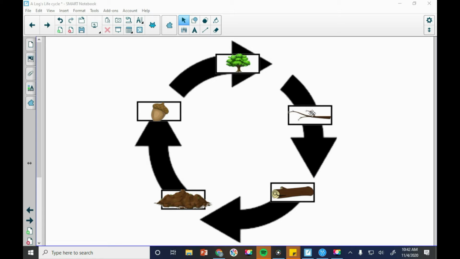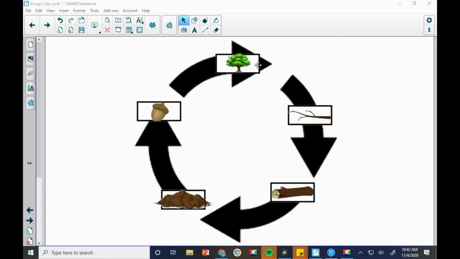A big storm comes and a branch falls off. The branch turns into a log. The log turns into dirt. The dirt has an acorn planted in it, or falls down into it, and it turns into a tree.